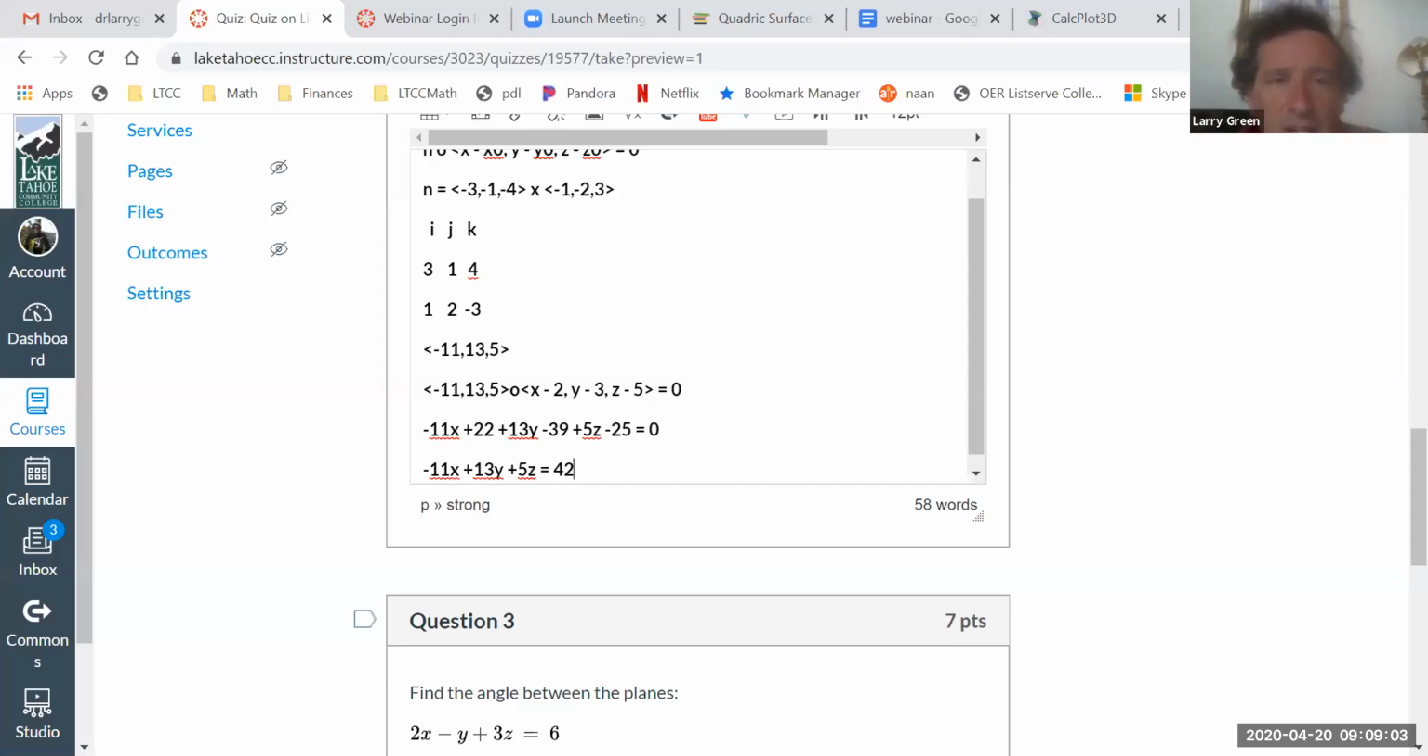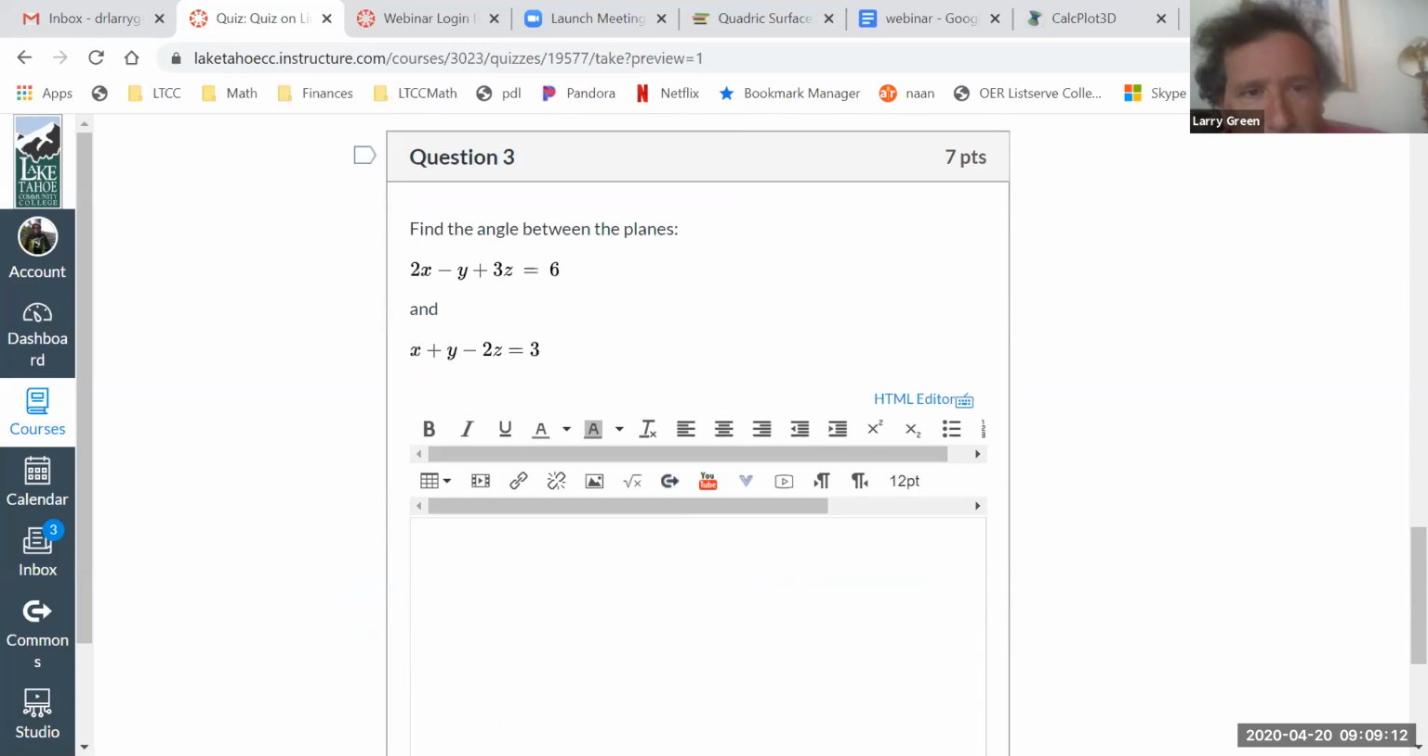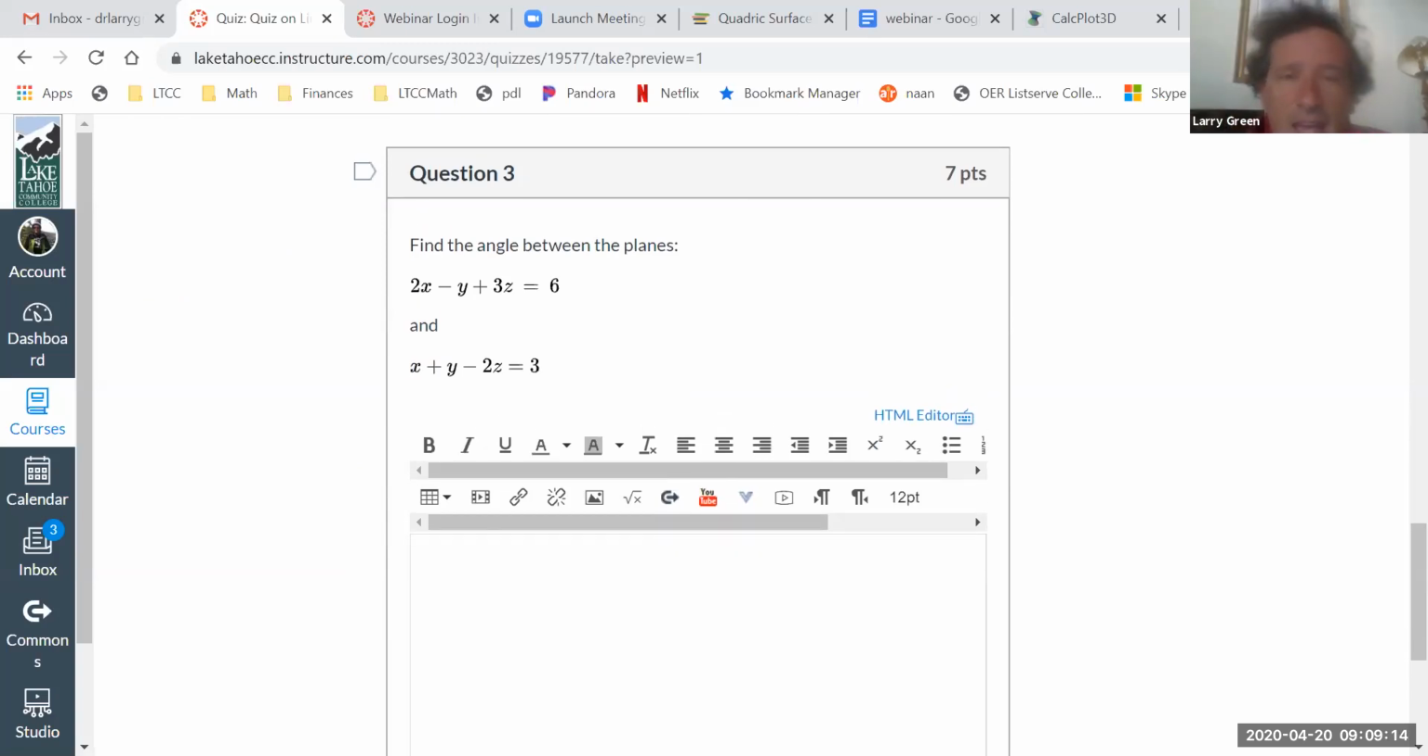Any questions at all on question 2? Any questions? Okay, question 3. Find the angle between the planes. So we have the plane 2x minus y plus 3z equals 6, and x plus y minus 2z equals 3. I want to find the angle between them. Remember, the definition of angle involved what? What thing that happened last week?